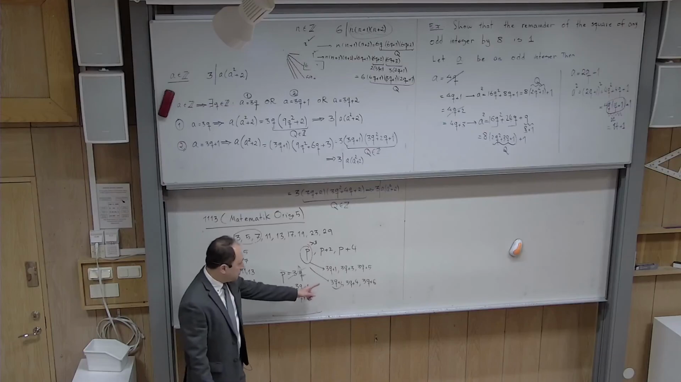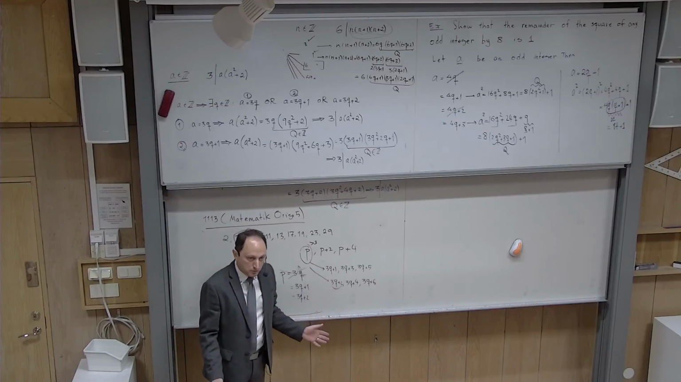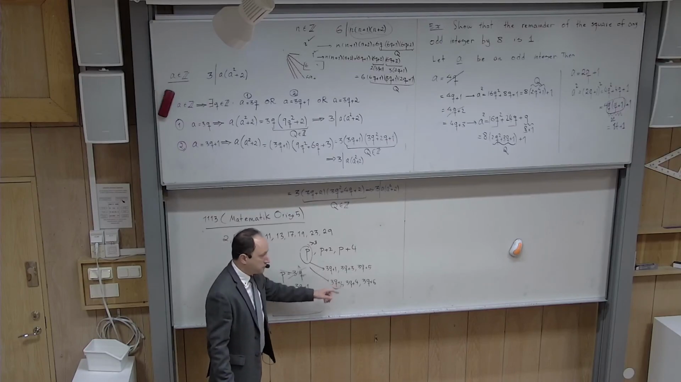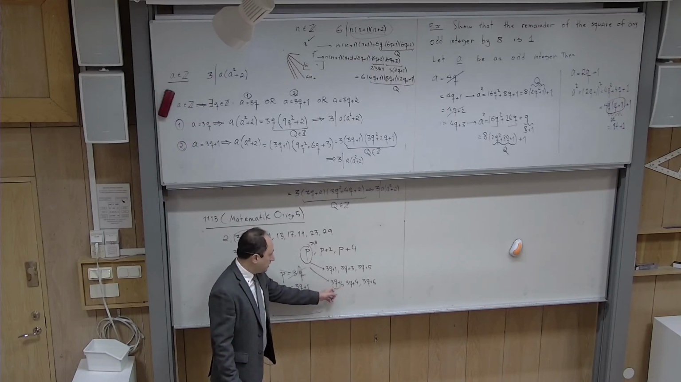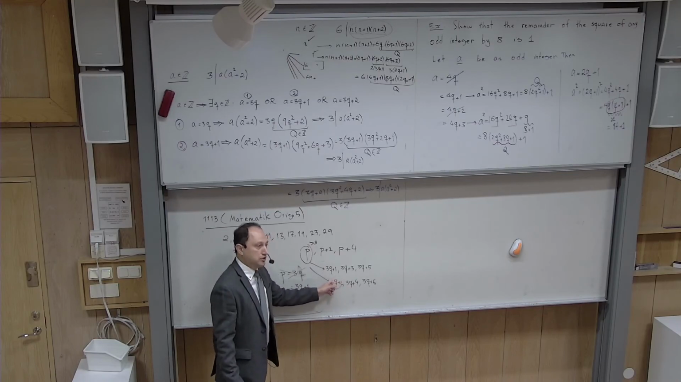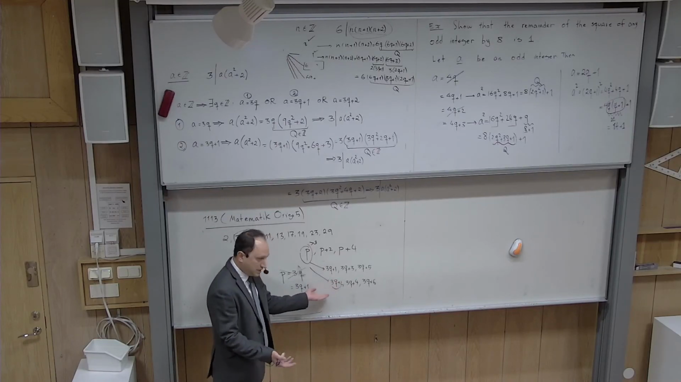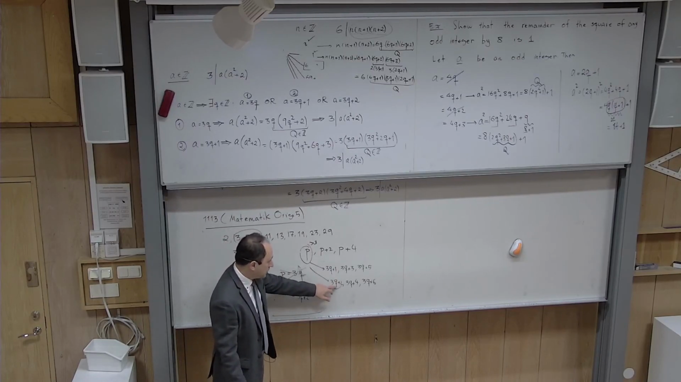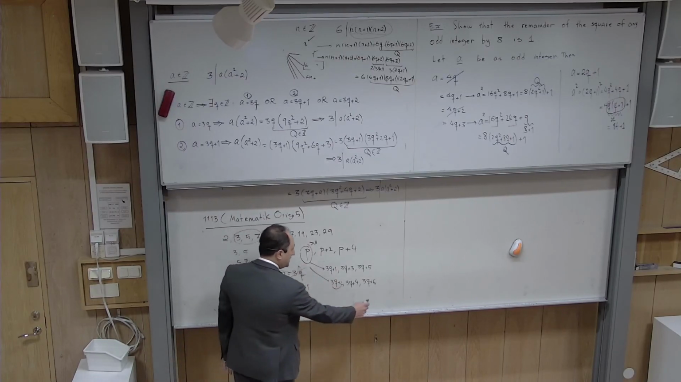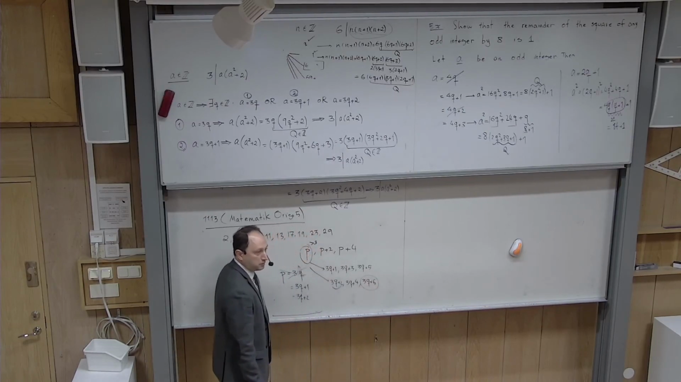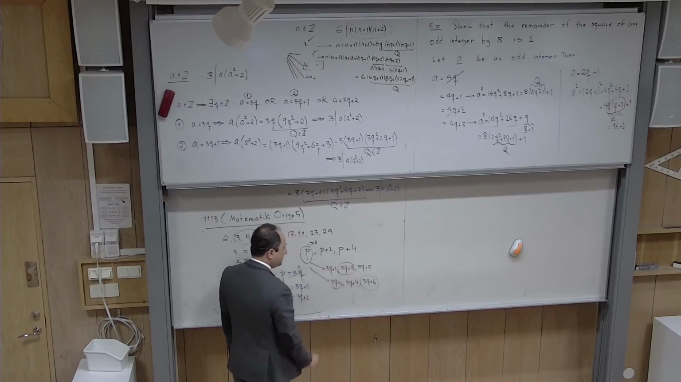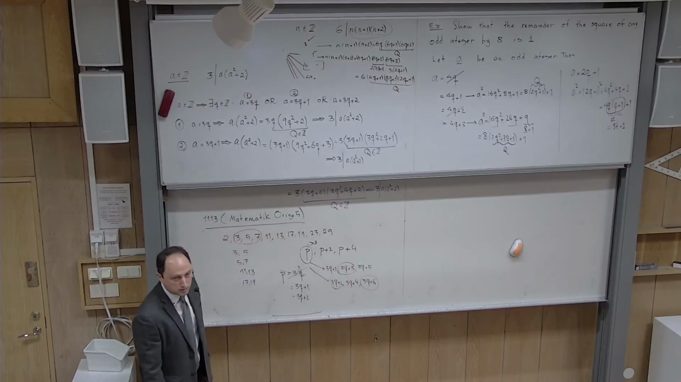3q plus 2 might be a prime, might not be a prime. For example, if I choose q equal to 1, it becomes 5. If I choose 2, it becomes 8. So I cannot say that this is definitely not a prime, because you don't know anything about q. But one thing is clear: this is definitely not a prime number because it's a multiple of 3, and this is definitely not a prime number because that's also a multiple of 3.